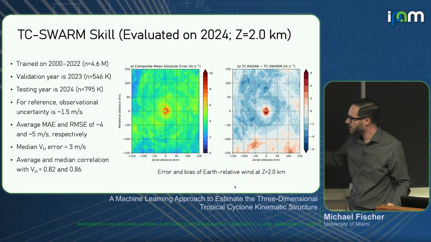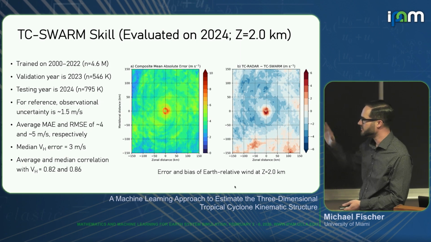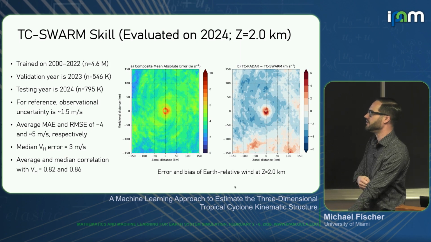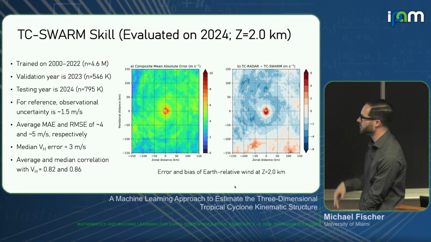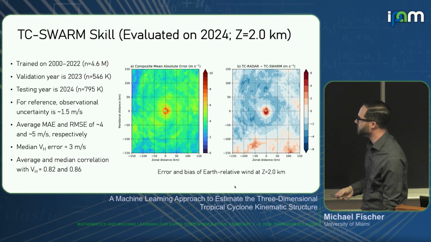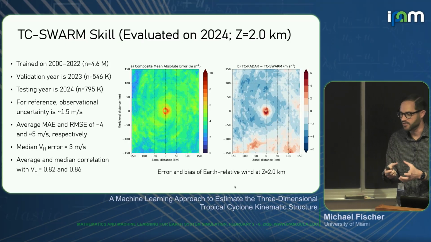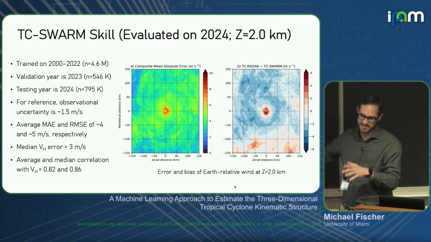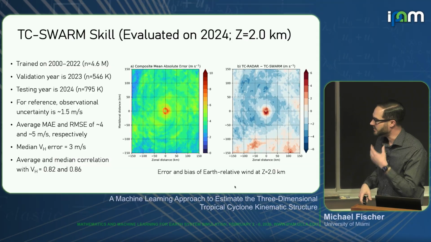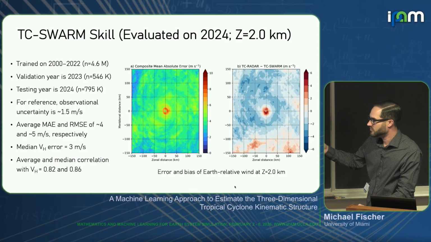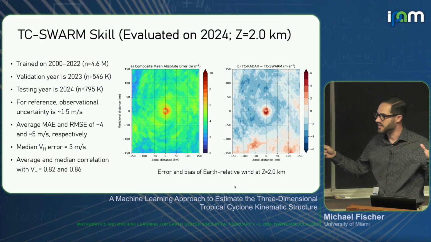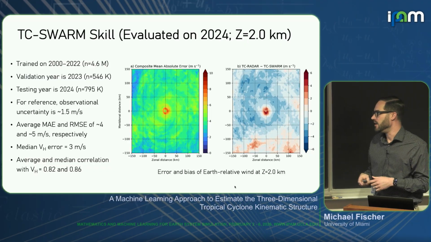Just to summarize the skill over 2024, the left is a plan view of the composite mean absolute error, and the right is the bias, the observed minus the machine learning prediction. Like I said before, the machine learning model underestimates the wind in the inner core, and at least in this testing set, slightly overestimates the winds in the outer core region. We had a domain average RMSE for the full testing set of about 5 meters per second.